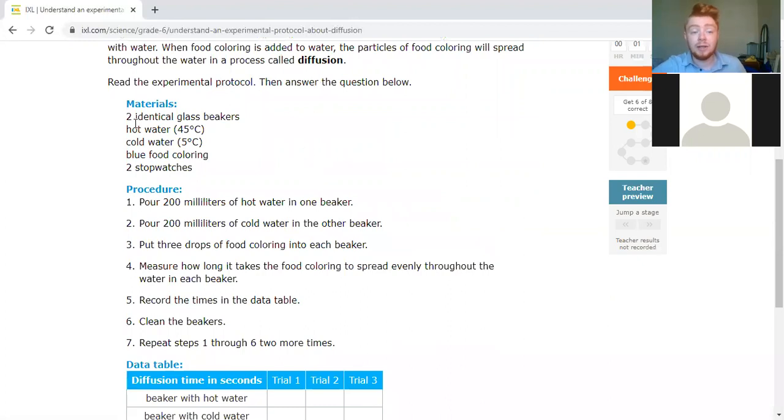All right, so guys, we have materials. We have two identical, keyword identical, glass beakers. We have hot water and cold water. If you remember Tuesday, it simply said water. And I told you that in an experiment, if it wants you to do hot or cold, it'll tell you because that's important in science. So here it's telling us we do this time have hot and cold water. We have blue food coloring and two stopwatches.